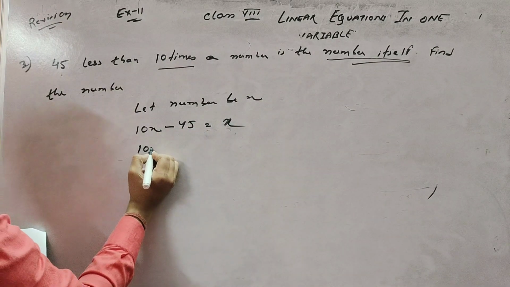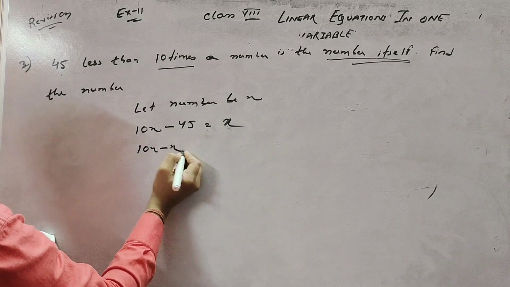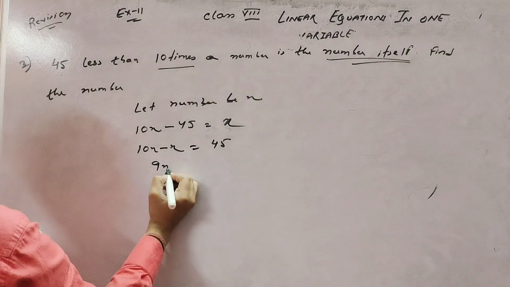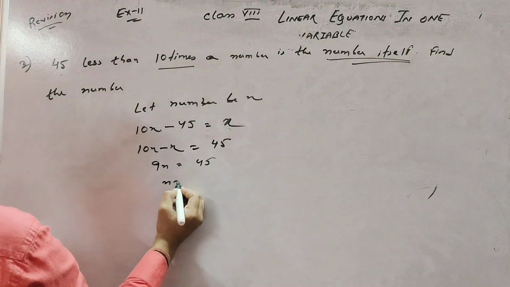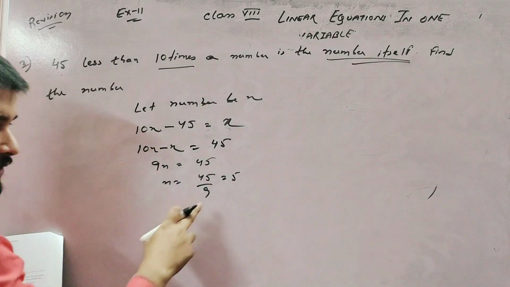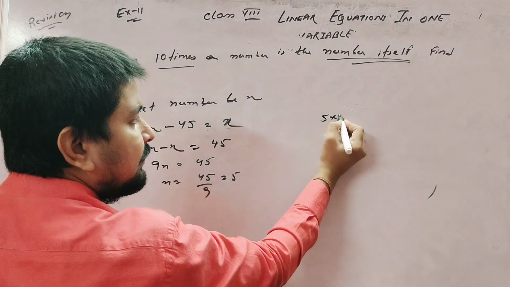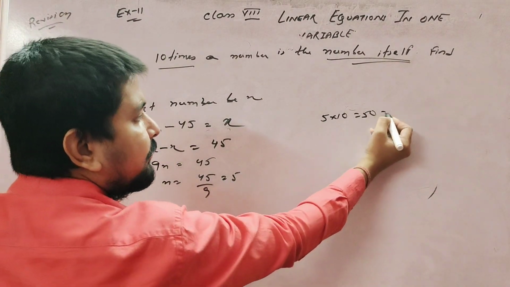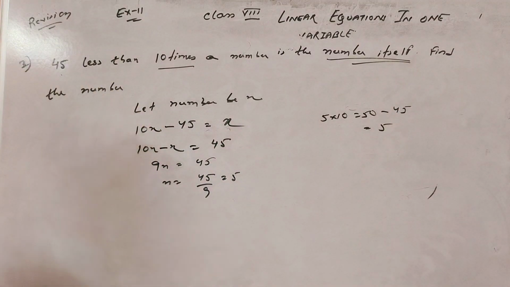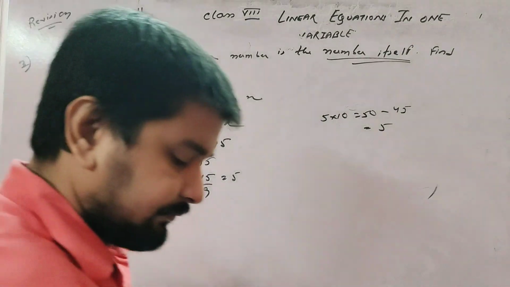So 10x plus x comes this side, that is minus x, minus 45 goes, that is plus 45. 9x equals 45, x equals 45 by 9, that is 5. So you see 5 into 10, that is 50. When 50 minus 45, again came the 5. So the answer is 5.